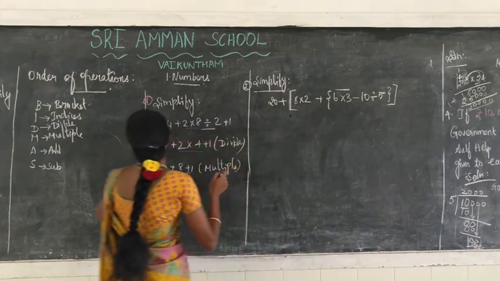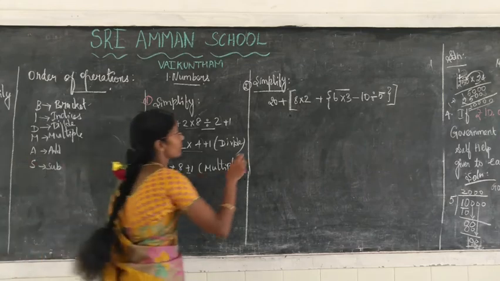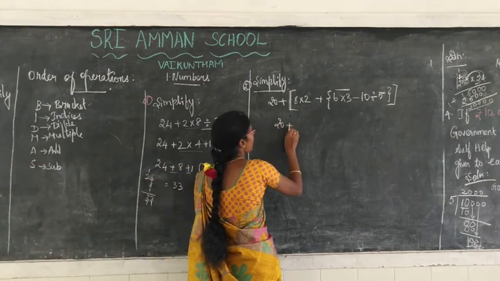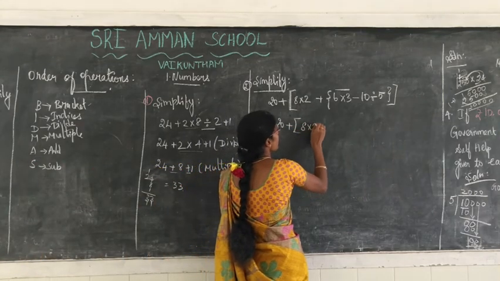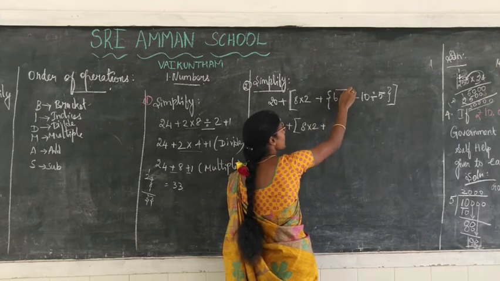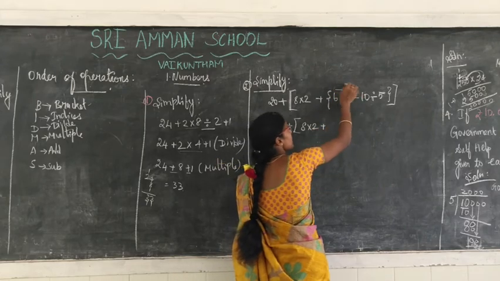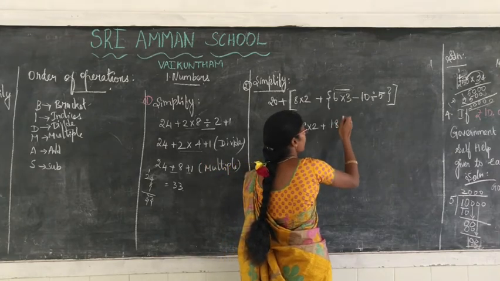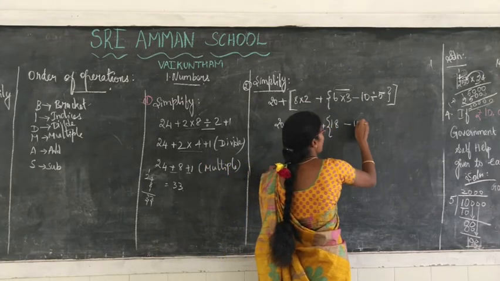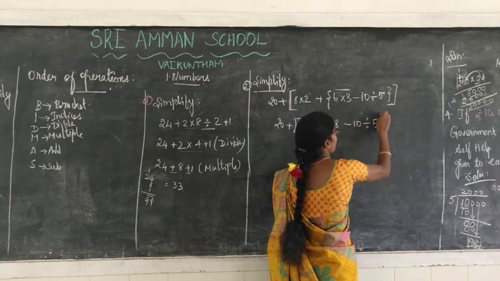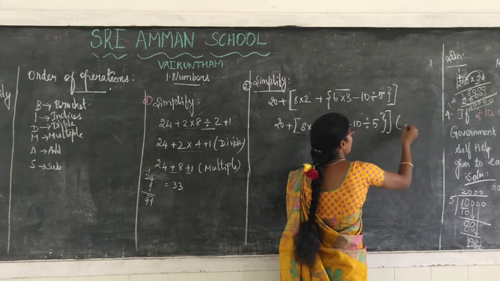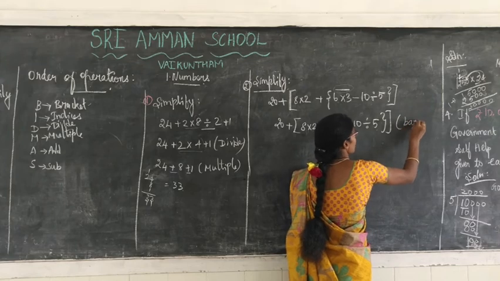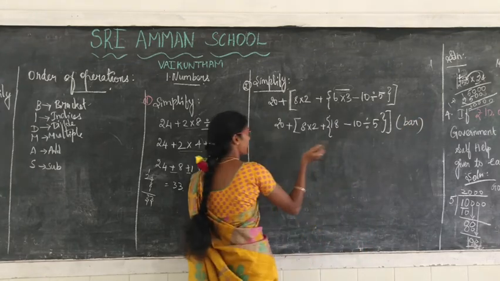Okay, so don't get confused. See here. First we have to do the bracket. Okay. 20 plus 8 into 2. So before that we have to do this indices. Since there is an indices, it has the highest power. Okay. So 6 3s are 18 minus 10, bracket. So what did we do here? Bar. So next we can do the bracket.